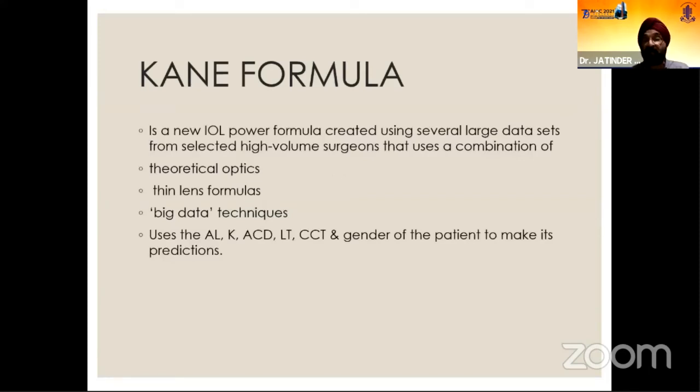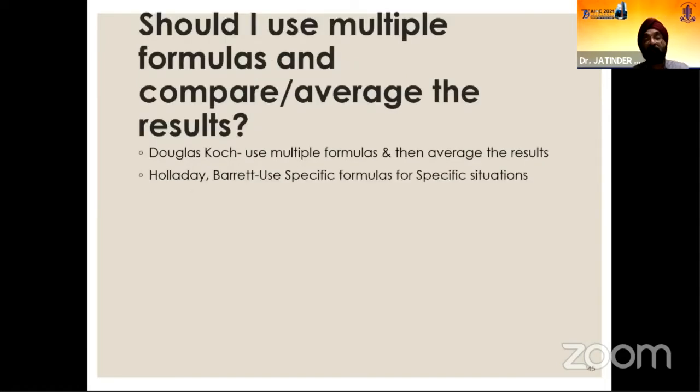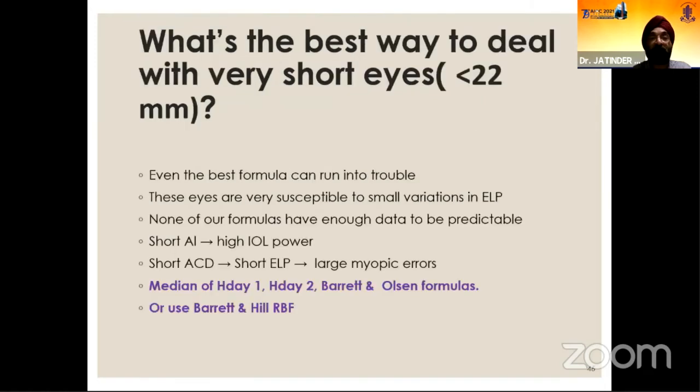Kane formula is again becoming very popular, and it uses, besides axial length and keratometry, anterior chamber depth, lens thickness, and central corneal thickness. It also takes into account the gender of the patient to make such a prediction. So what should I do? Should I use multiple formulas and compare or average the results? Doc Cox says use multiple formulas and then average the results. But Holladay and Barrett say that we should use specific formulas for specific situations, and that is how we should go about it.